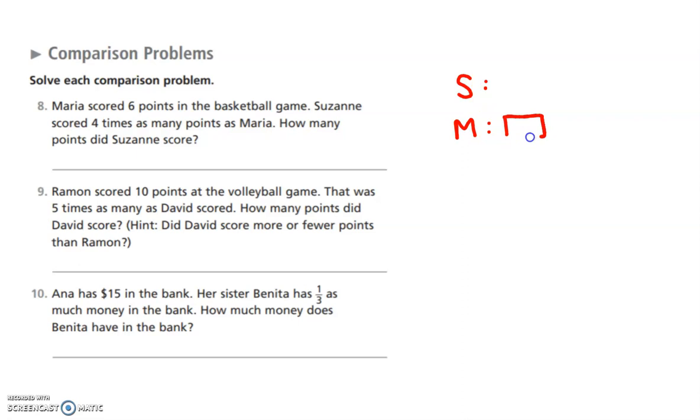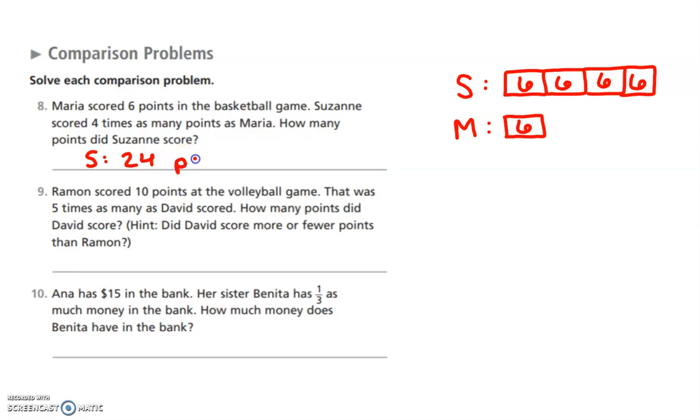So how much did Maria score? We said that Maria scored 6 points. And then it says that Suzanne scored 4 times as many. So that basically means that Suzanne should have 4 of these boxes, right? And so it says how many points did Suzanne score? If she had 4 times these 6, that means that Suzanne scored 24 points. But that's how you could kind of draw the comparison bar on a problem like that. Okay? Let's look at number 9.